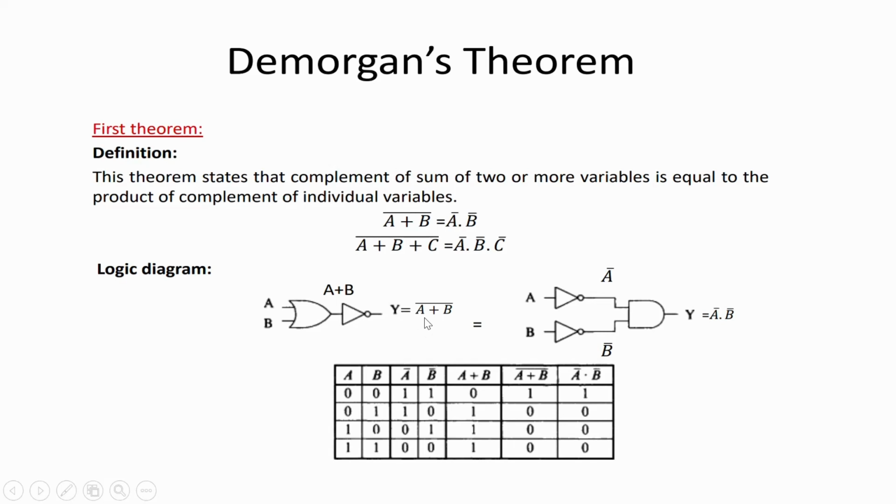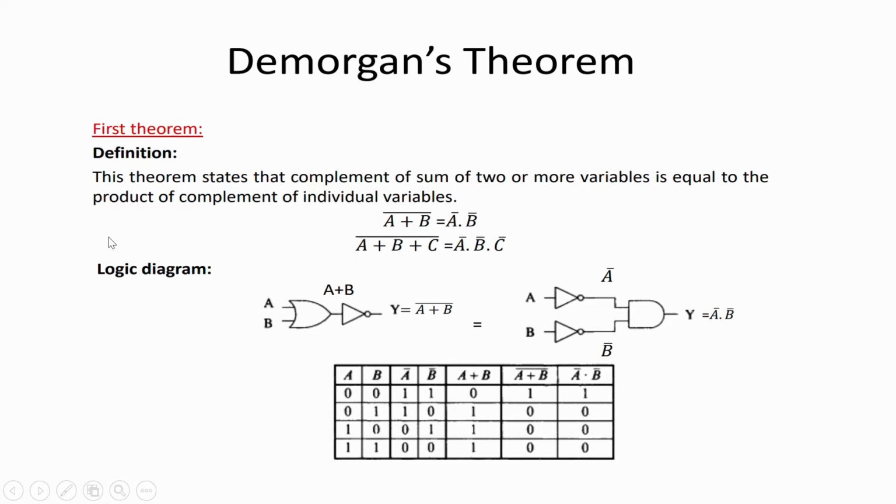So the output A plus B the whole bar is equal to the right side equation, which is A bar into B bar. So A bar is obtained by using a NOT gate and B bar by using another NOT gate. So the outputs are A bar and B bar, and for A bar into B bar, the multiplication is by using an AND gate. So the output will be Y is equal to A bar into B bar.